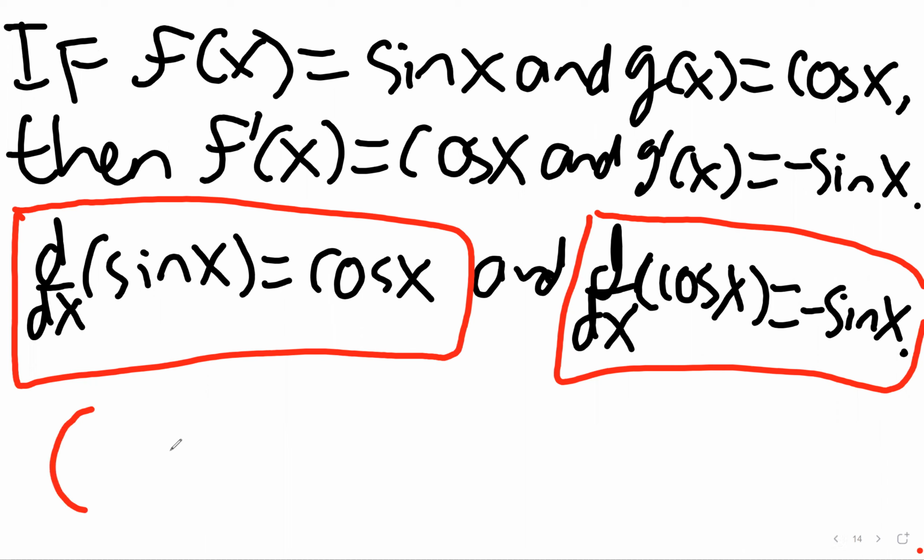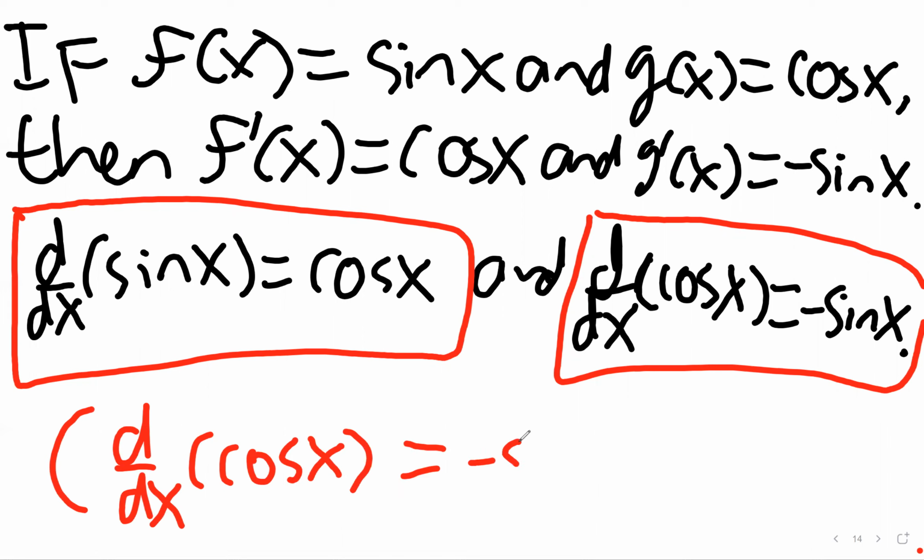So I will write the reminder here. The common mistake here: the derivative of cosine of x does not equal sine of x. It's equal to minus sine of x. Okay, so let us continue to the derivative of the tangent function.